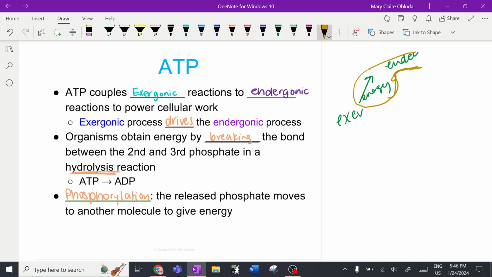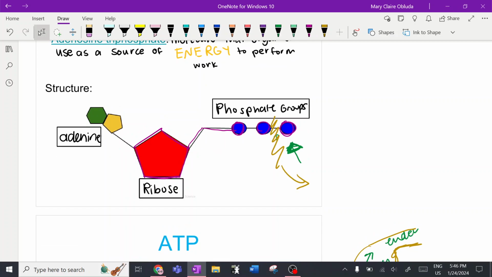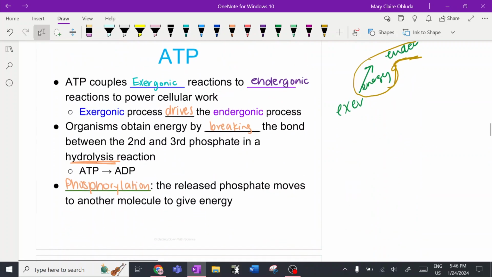So organisms obtain energy by breaking the bond. If we go back up here, when this bond is broken, it releases energy. And that's because there's energy stored in that bond. This happens through a hydrolysis reaction. Hydrolysis reactions mean that water is added to break up the bond between the terminal phosphate and the other 2 phosphates. So the release of energy during hydrolysis of ATP comes from the chemical change.